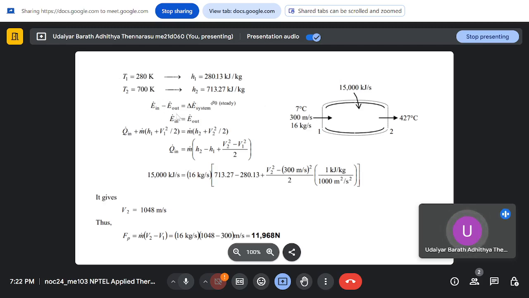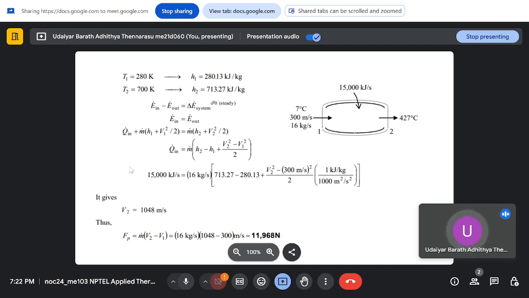So E in minus E out is the change in energy, because it is a steady state process. So energy in is equal to energy out. So Q in plus inlet enthalpy plus kinetic energy of the fluid equals the exit enthalpy and kinetic energy of the fluid. So Q in equals m dot into (H2 minus H1 plus (V2 squared minus V1 squared) by 2). With this, substituting all the values, you can find out the exit velocity. So exit velocity will come out to be 1048 meters per second.